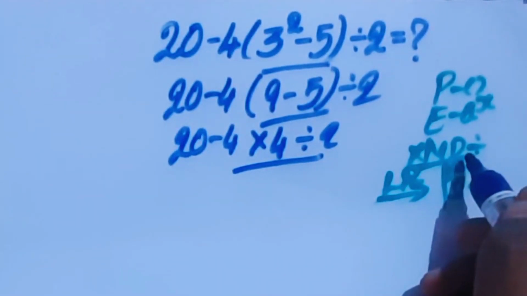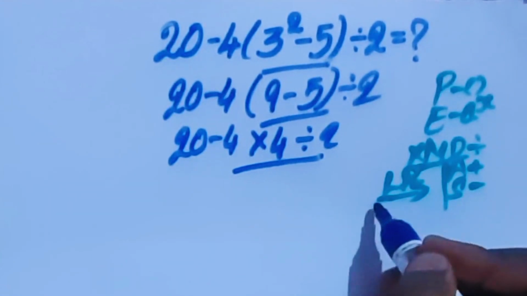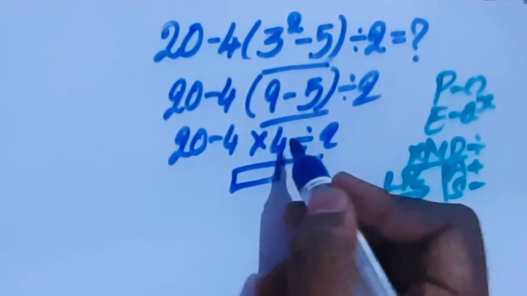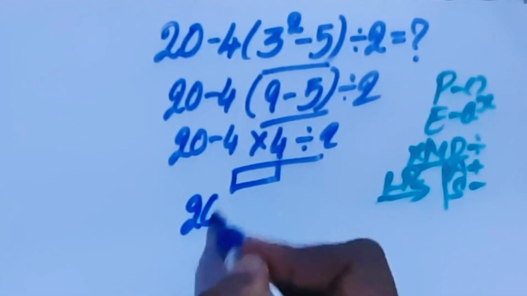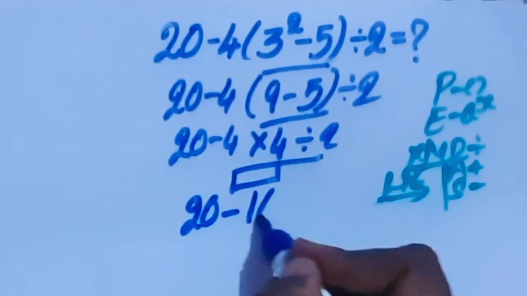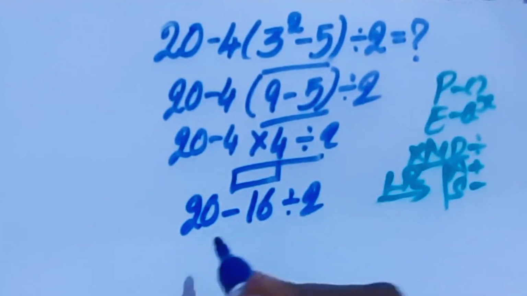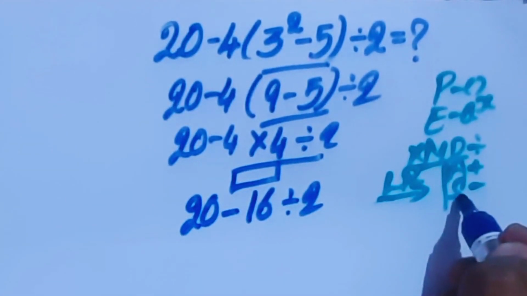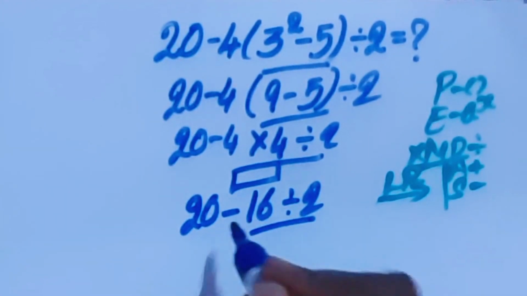Here multiplication and division both are equal priority. For this equal priority, we have introduced this left to right rule. Here left to right is this 4 times 4, so 20 minus 4 times 4 is 16 divided by 2. Here we have subtraction and division. Division is higher priority than this subtraction, so we have to do this division before this subtraction.